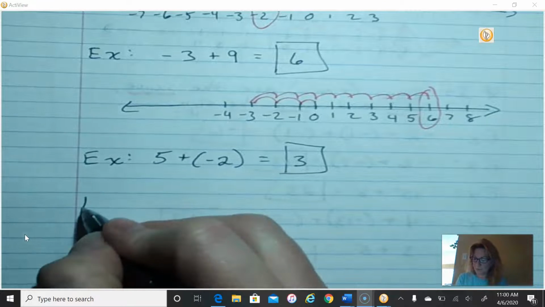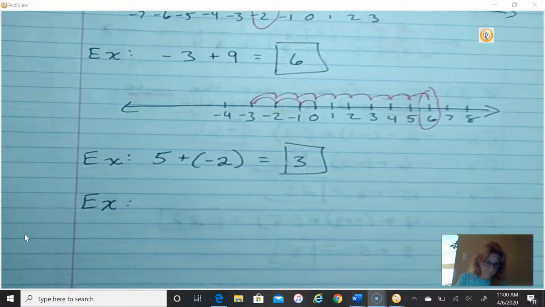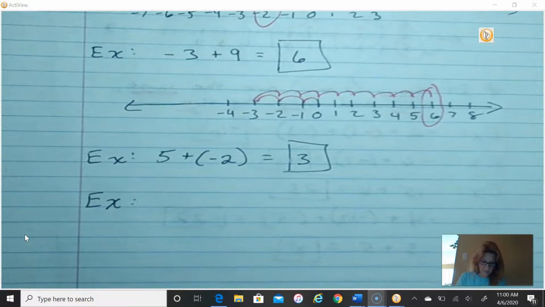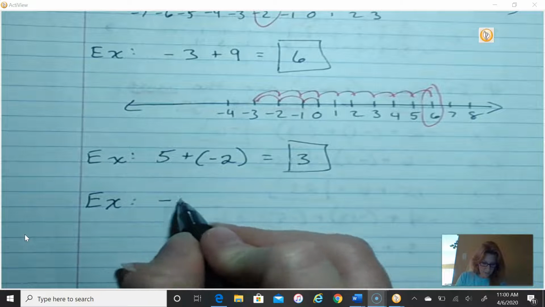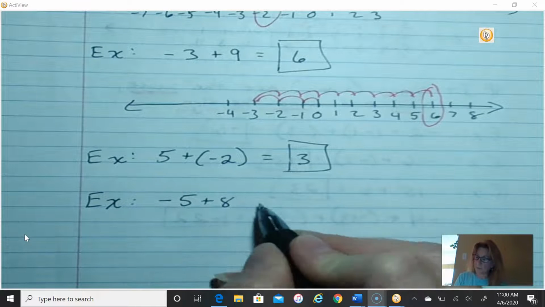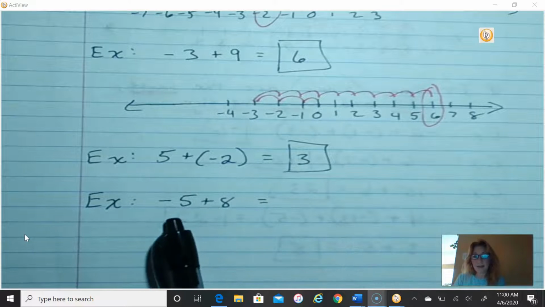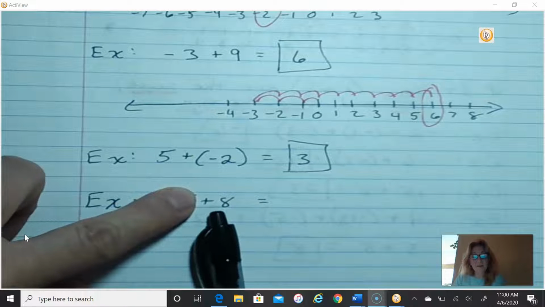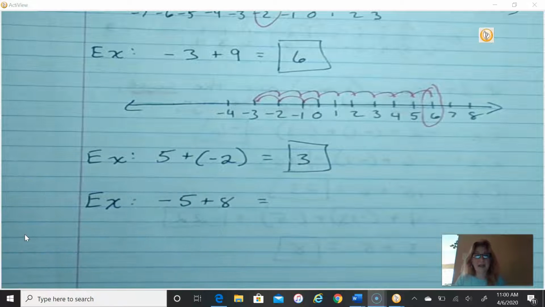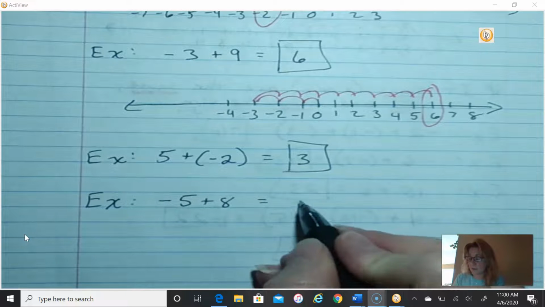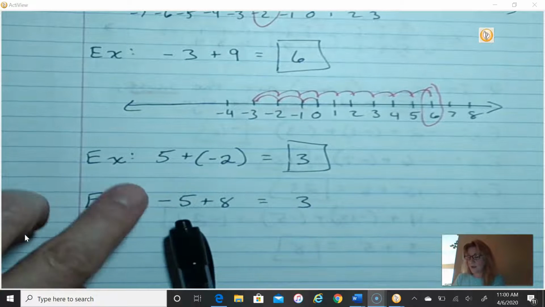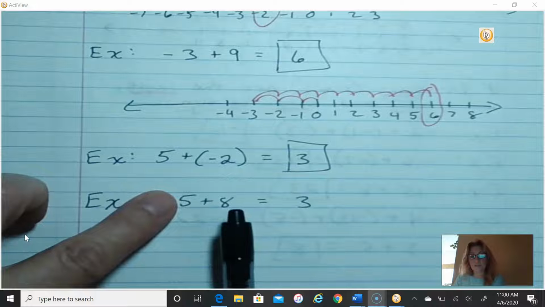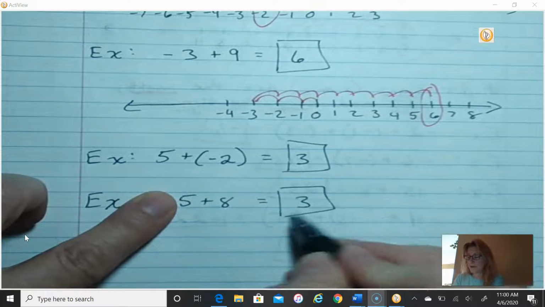Let's do some more. Negative 5 and positive 8. That's a negative and that's a positive. Signs are different, so you subtract. 8 minus 5 is 3. 8 is the largest digit. It's positive, so your answer is positive.